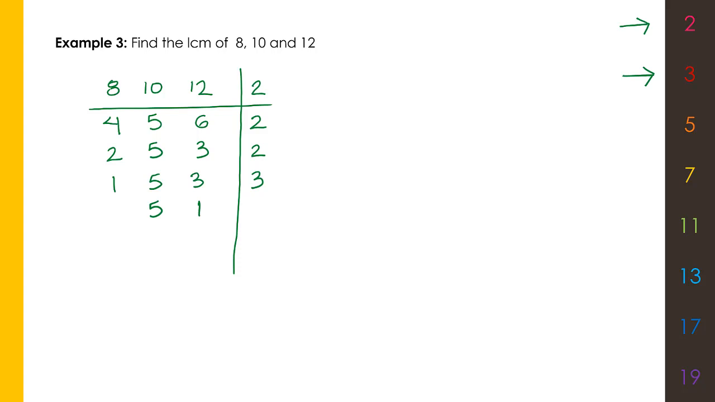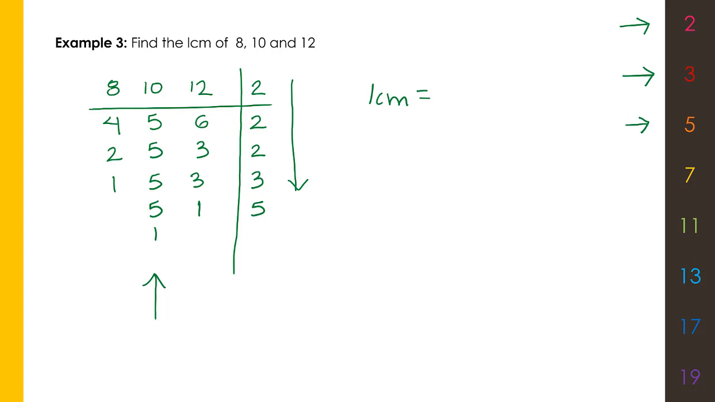So now the next prime number that I can use is number 5. 5 over 5 is 1. Now that I only have number 1s in the lists on the left, it means that I am done factoring. Now to find the least common multiple of 8, 10, and 12, I have to multiply all of the factors that I found on the right.